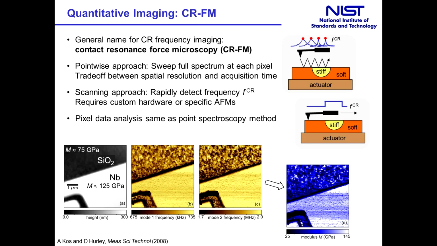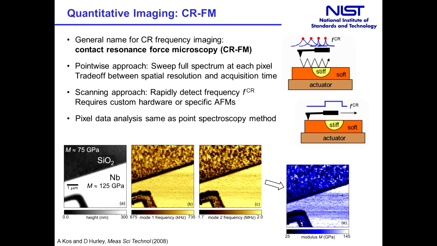On the bottom, I've shown an example of CR-FM for that same SiO2 niobium sample shown on the previous slide. The yellow images are contact resonance frequency images for the two lowest flexural modes of the cantilever. From these frequency maps, with some calibration data, we obtain the modulus map shown on the lower right in blue.